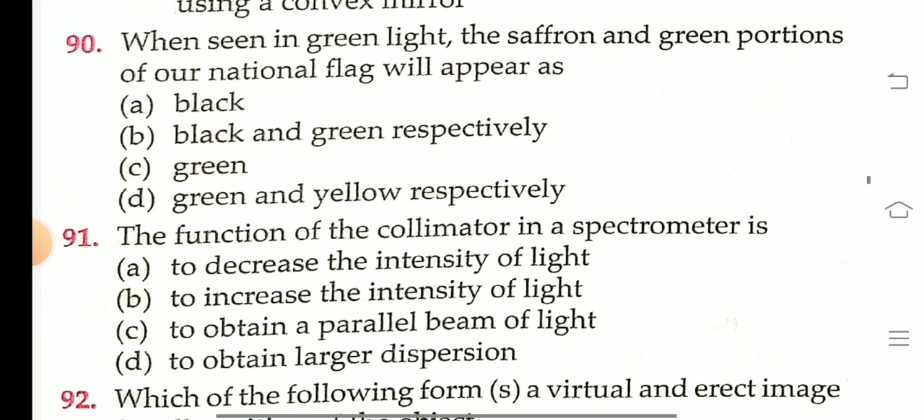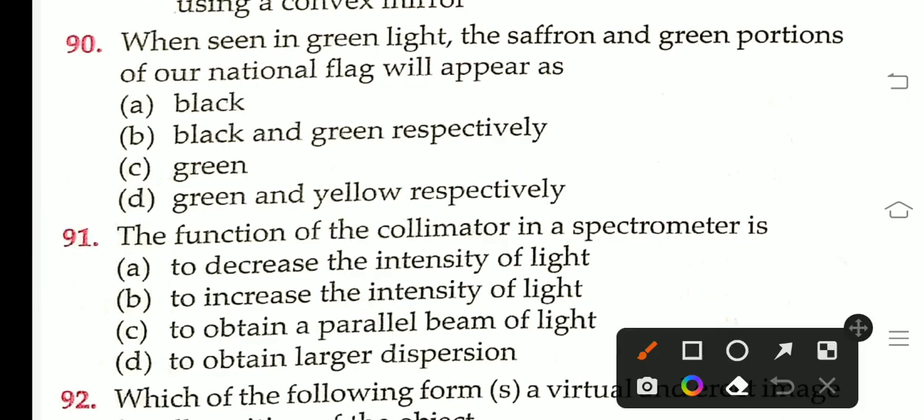Next, when seen in green light, the saffron and green portions of our national flag will appear as. Right answer will be option B, black and green respectively.